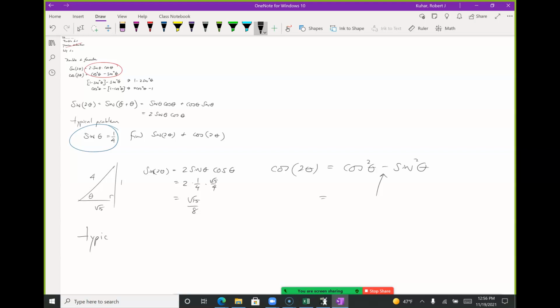So anyway, here, what do I get? I get rad 15 over 4 squared minus 1 over 4 all squared. So I get 15 over 16 minus 1 over 16. Whoops. You get 14 over 16, which is 7 over 8.